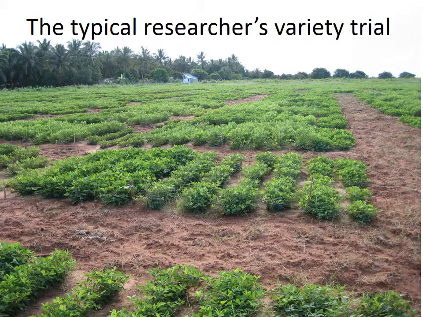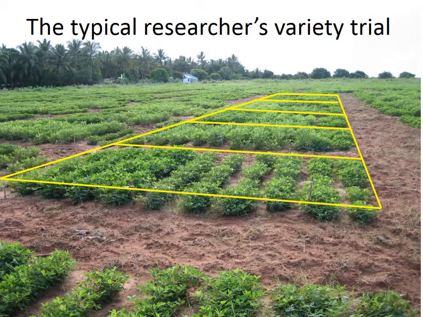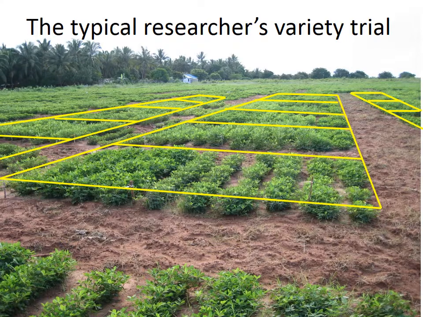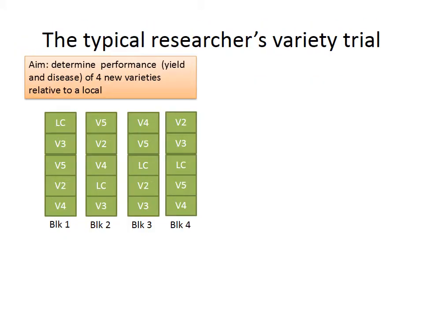The typical researcher's variety trial looks something like this. It's likely to be laid out in a large uniform field. Rectangular plots of each variety are placed in a regular array with several replicates beside each other. The key features of the experimental design are here.